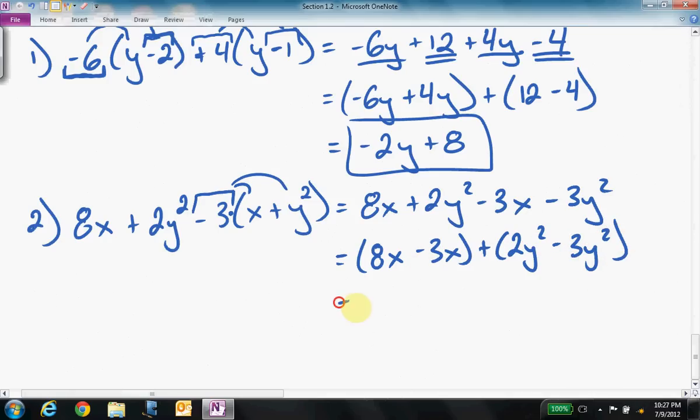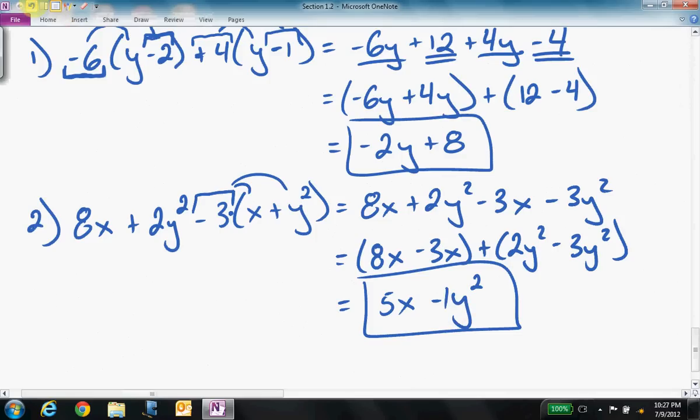8x minus 3x gives us 5x. 2y squared minus 3y squared, 2 minus 3 is negative 1, so I have minus y squared. If you write minus 1y squared, that's fine, but it's not necessary. I tend to not write the coefficient when it's 1, so we're going to keep the answer 5x minus y squared. If you decide to write that 1 there, that's fine. No points will be taken off.